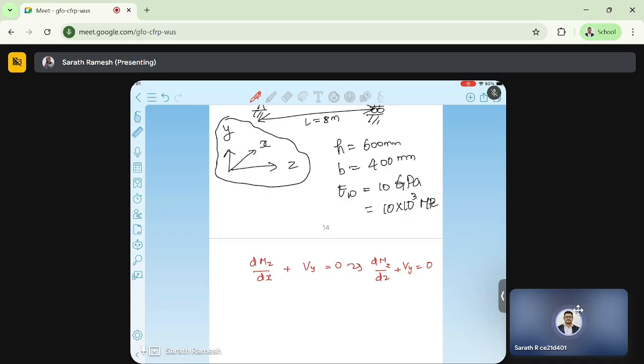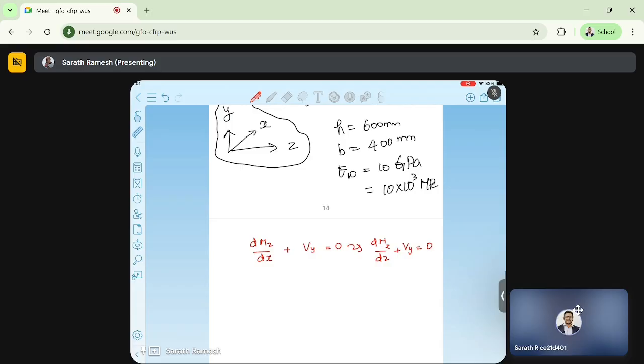My longitudinal axis was the x-axis, which was assumed before. Now the z-axis became the longitudinal axis and the x-axis became the transverse axis. And there was another equation we had, dVy/dx plus qy equal to 0. This now becomes dVy/dz plus qy equal to 0. Okay, so these are my new equations.